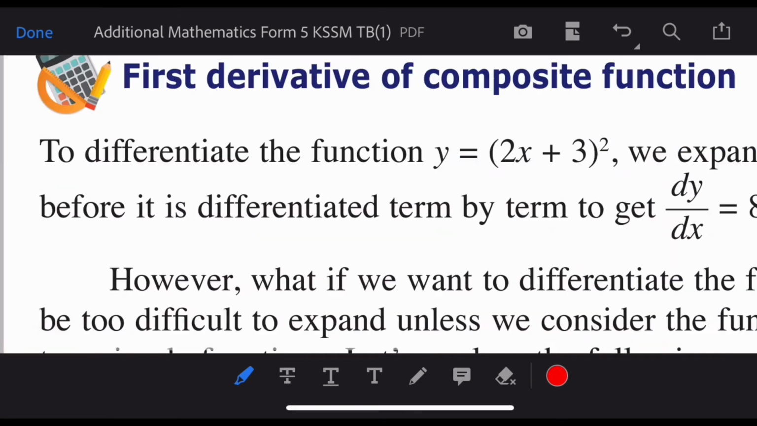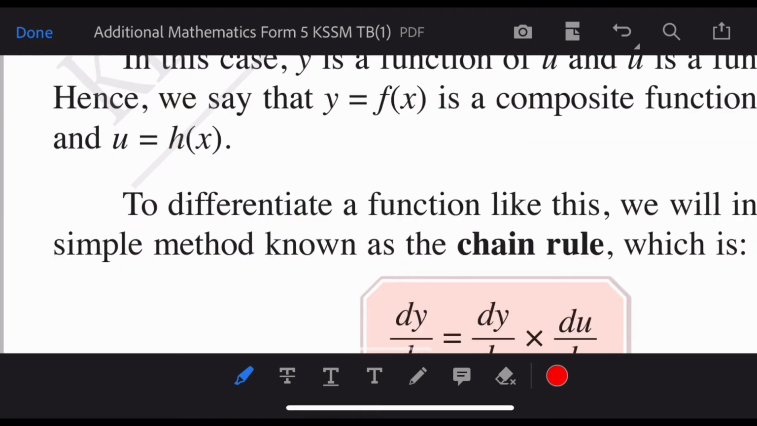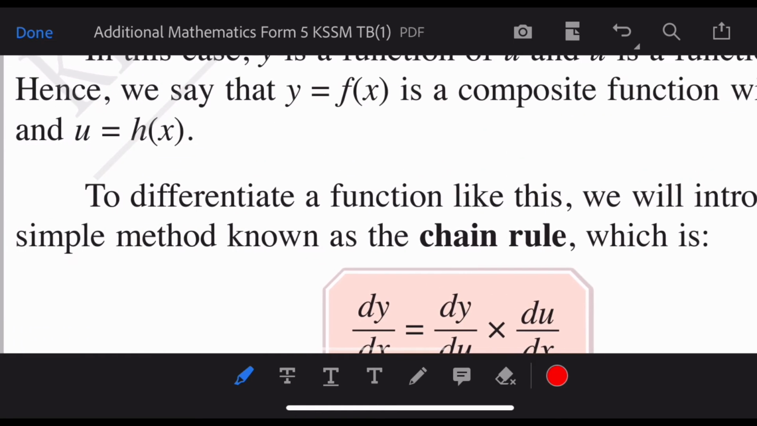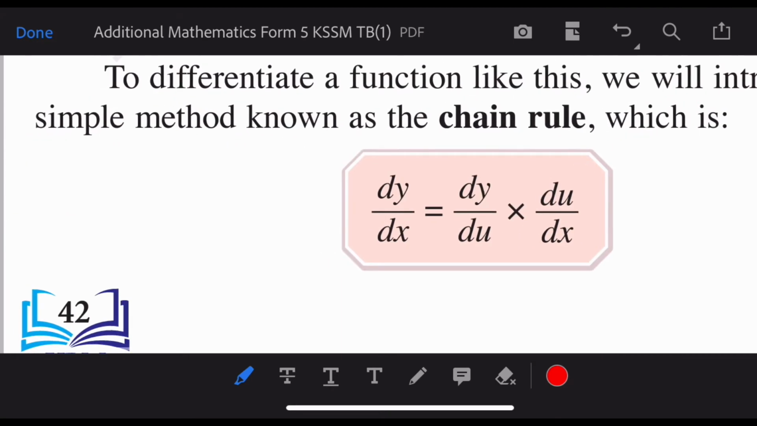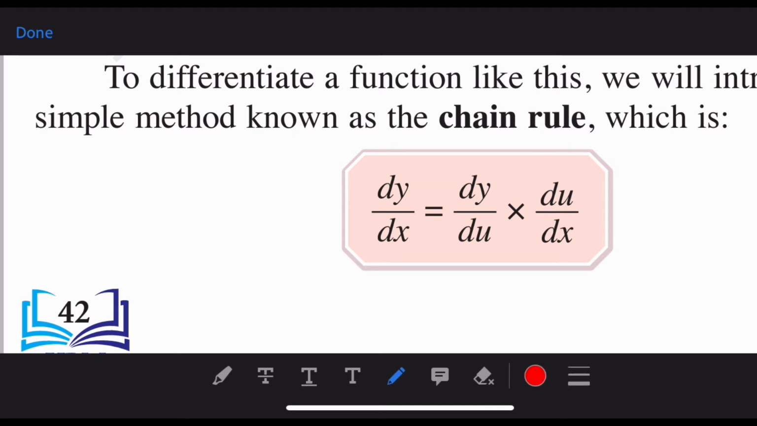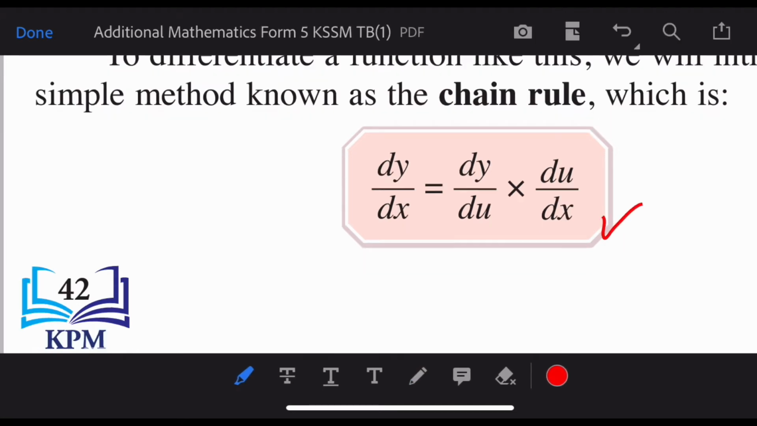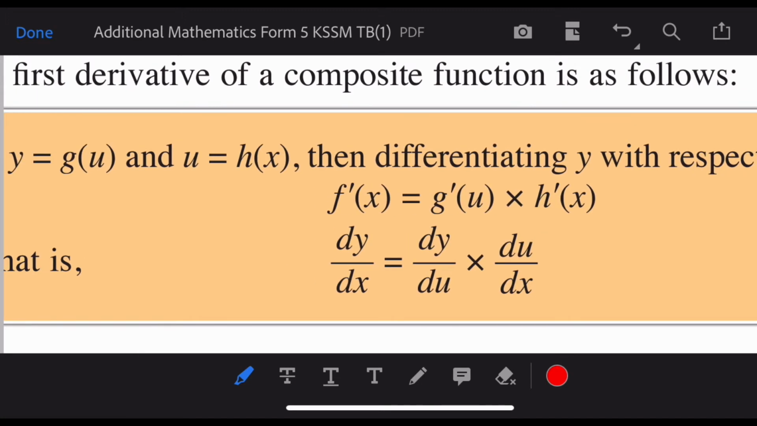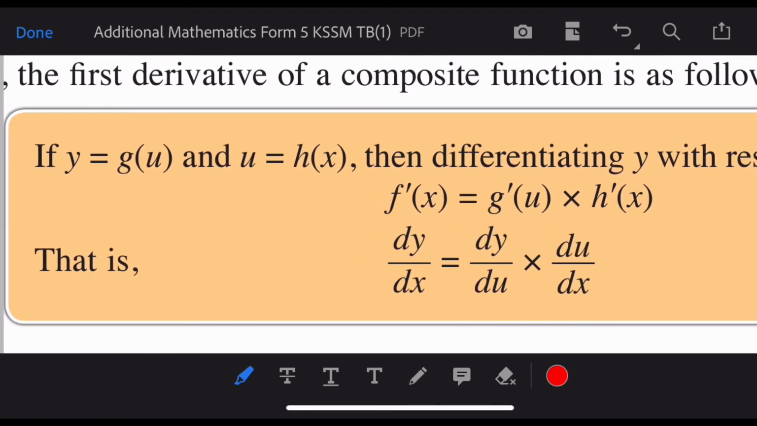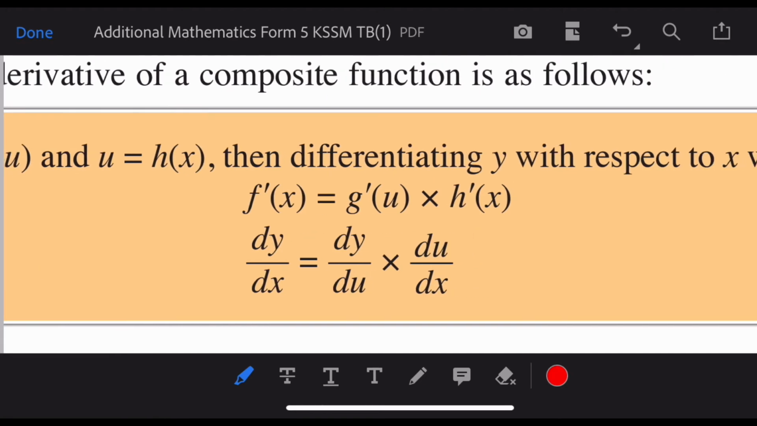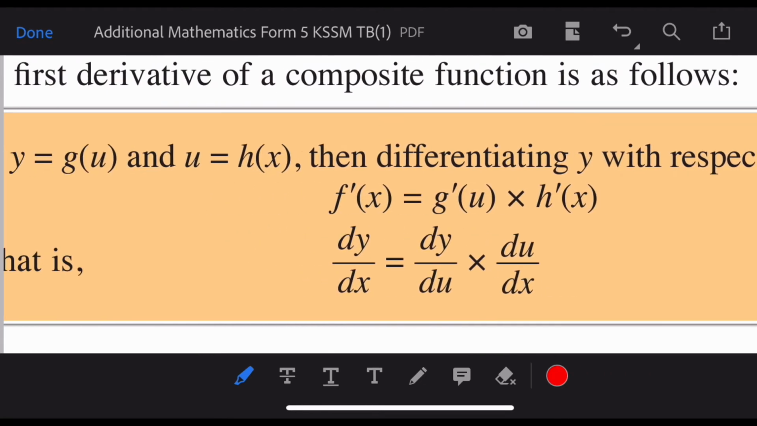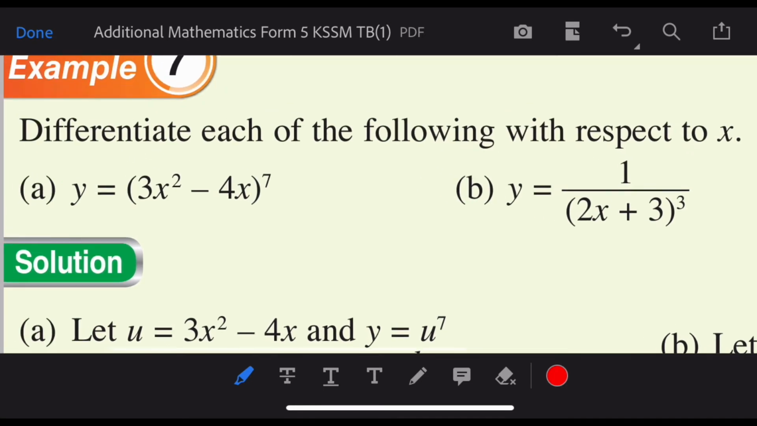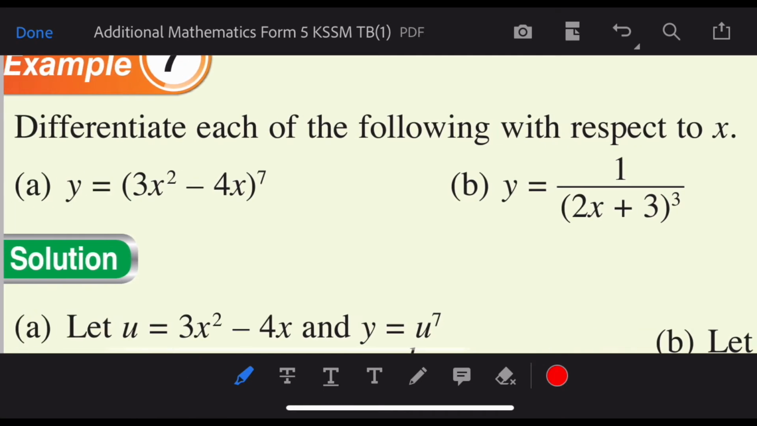So today I just want to discuss important concepts and skills of differentiation. For the chain rule, this one I will discuss also in the exercise later. For the chain rule, we always have two functions multiplied by each other. So let's see how. For example, you have this one, differentiate each of them with respect to x. This is a chain rule.